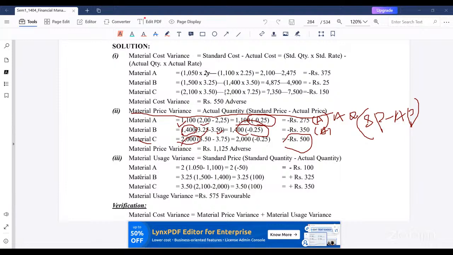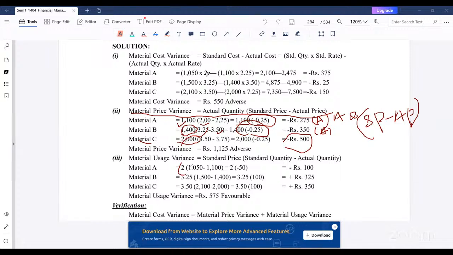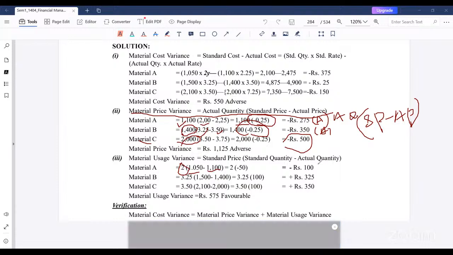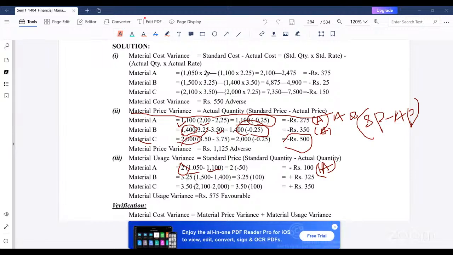Under material usage variance, the formula is standard price into standard quantity minus actual quantity. So standard price is 2 rupees in the case of material A and standard quantity is 1050 and actual quantity used is 1100. So we got again adverse 100, negative balance. Next material B, standard price is 3.25 and the standard quantity is 1500 minus actual quantity is 1400.